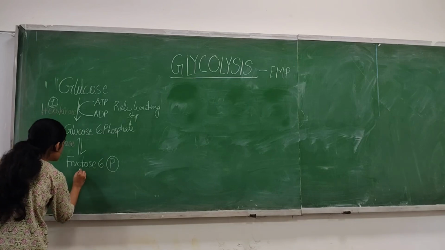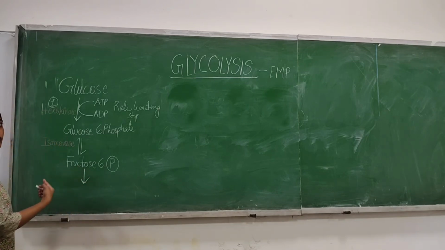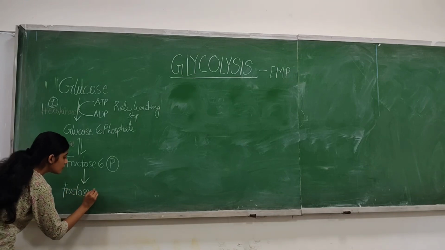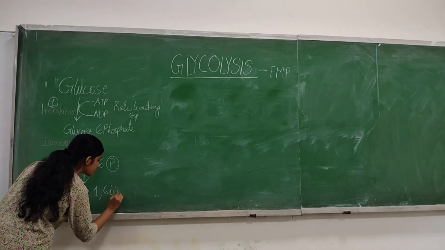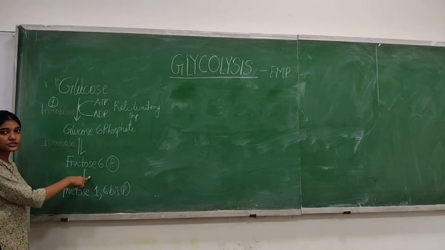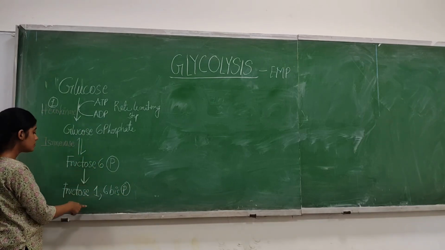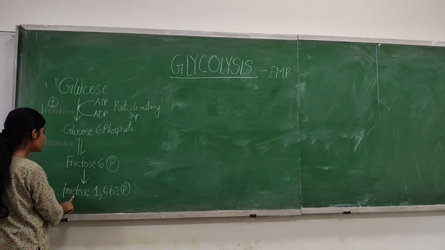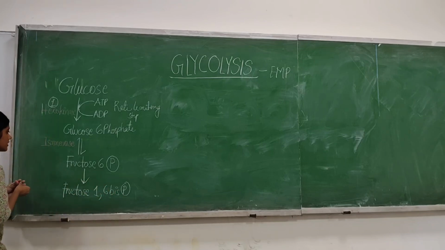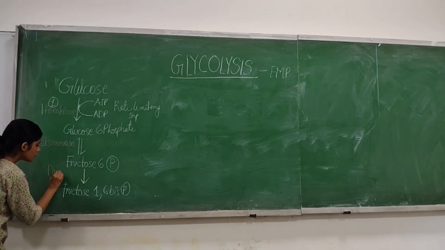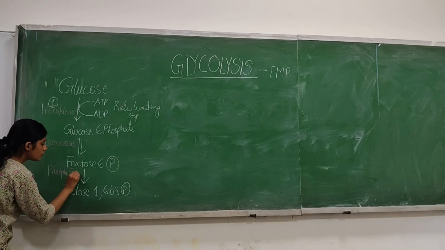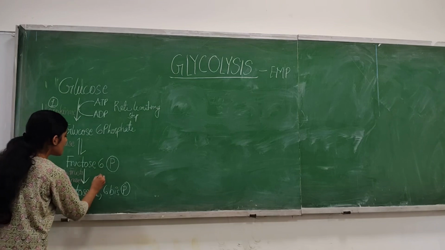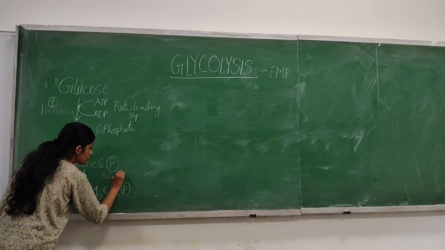The third step would be the phosphorylation of fructose 6-phosphate. It will form fructose 1,6-bisphosphate. What is happening in this reaction? Fructose 6-phosphate is converted into fructose 1,6-bisphosphate. There is a phosphorylation at the first carbon. So, fructose 1,6-bisphosphate is formed by an enzyme called fructokinase. This is also an irreversible reaction, and this is also a rate limiting step.